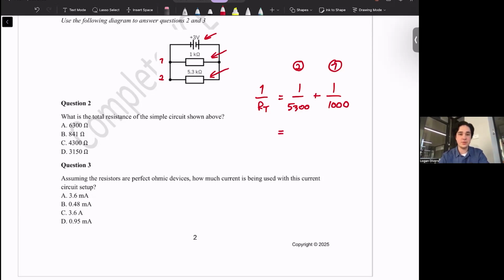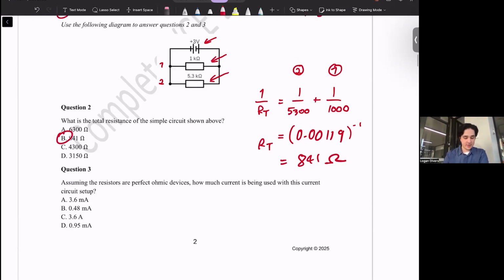So if we do this straight into decimals, you will end up with 0.001119. Now, that is still, however, 1 over the total resistance. So we'll actually need to do the inverse of this to get the answer, which is our total resistance. Doing the inverse of that leaves us with 841 ohms. That is our answer, B, right there.